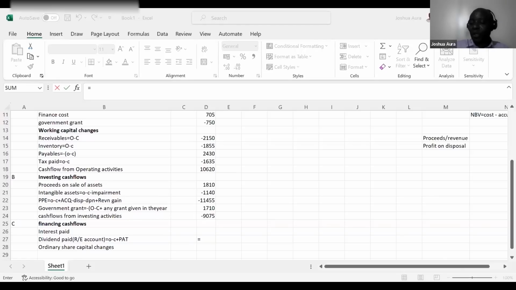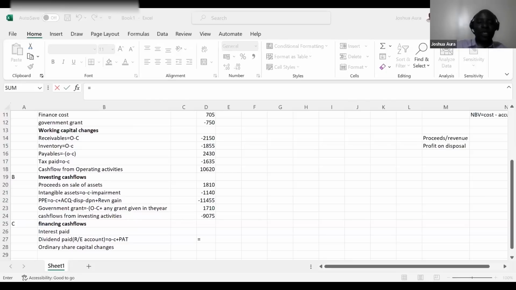So the opening here is 25,980 minus 28,065 plus the profit for the year. The profit for the year is here, 5535. So plus 5535.